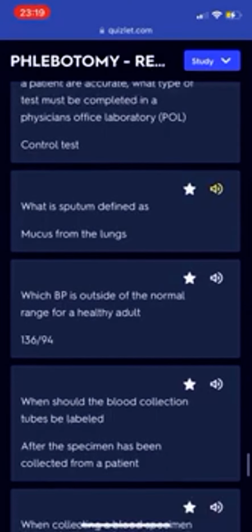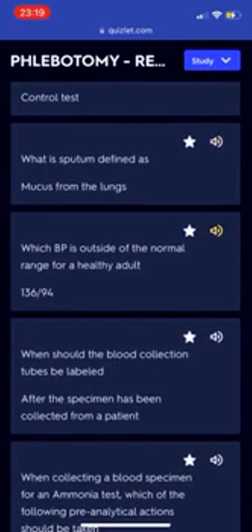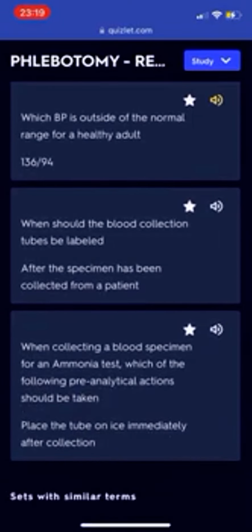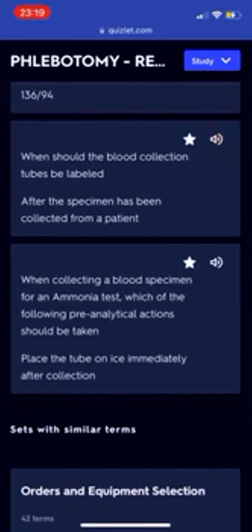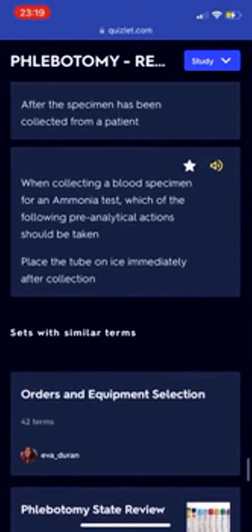What is sputum defined as? Mucus from the lungs. Which BP is outside the normal range for a healthy adult? 136/94. When should the blood collection tubes be labeled? After the specimen has been collected from a patient. When collecting a blood specimen for an ammonia test, which of the following pre-analytical actions should be taken? Place the tube on ice immediately after collection.